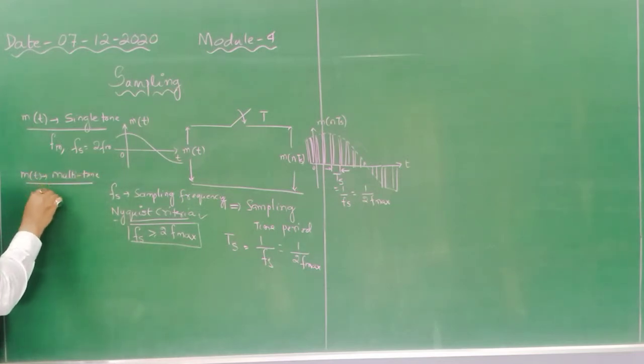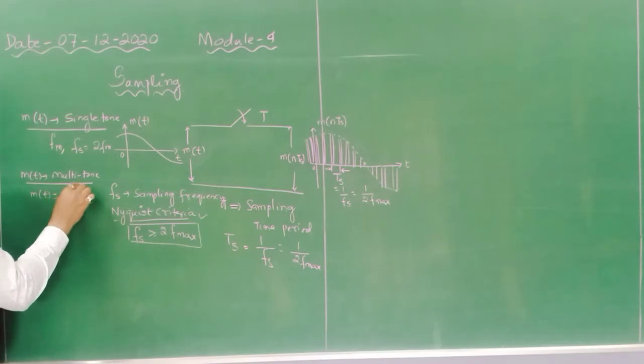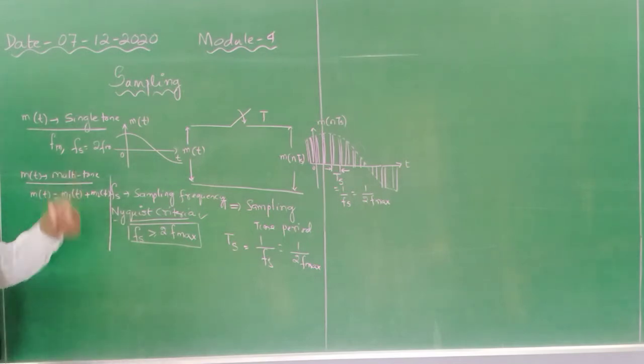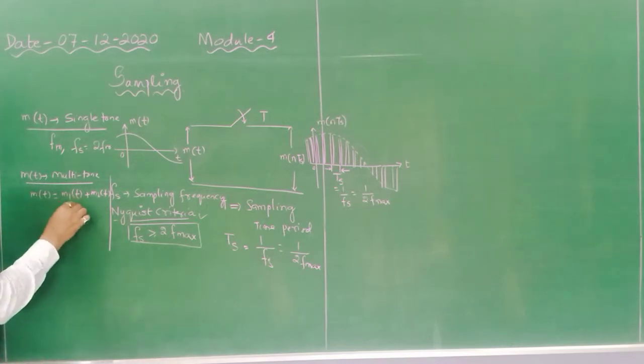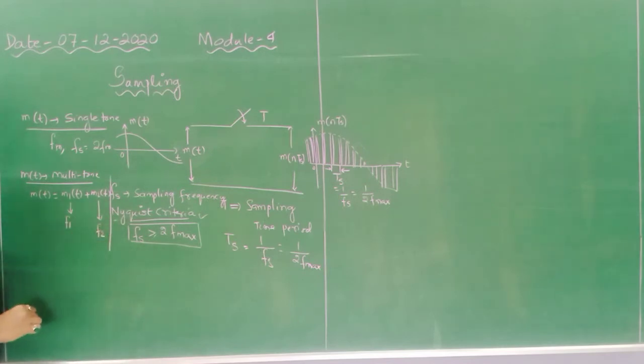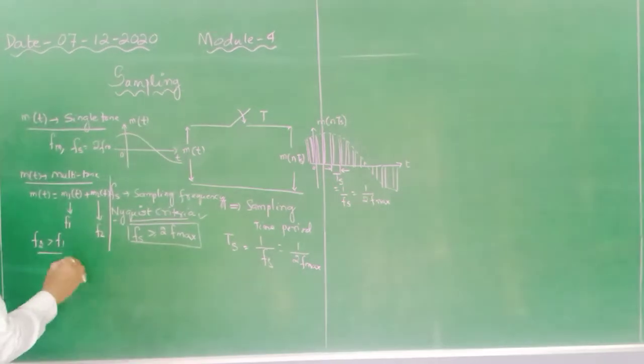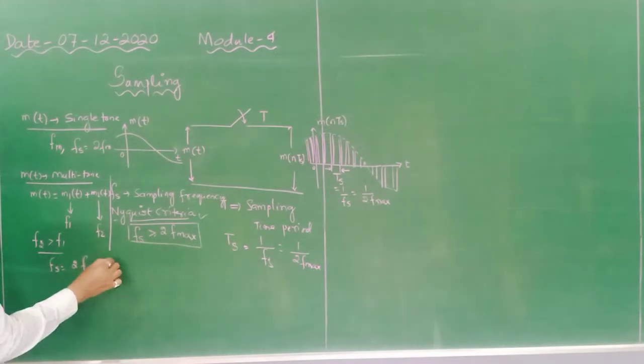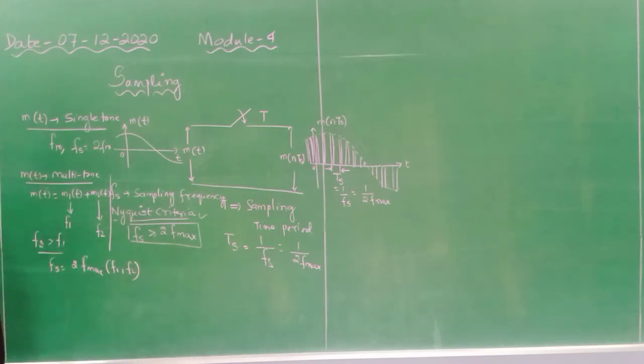That means m of t is equal to m1 of t plus m2 of t. Two message components, or a message consisting of two different modulating frequencies. For example, from m1 we will get f1, and from m2 we will get f2. And for this we consider f2 is greater than f1. Now if f2 is greater than f1, then what will be your sampling frequency? Sampling frequency will be 2 fmax of f1, f2. Then only we can recover the original modulating signal.